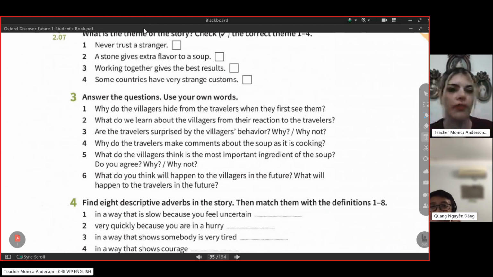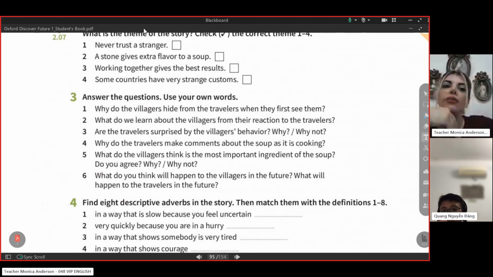And number three, are the travelers surprised by the villagers' behavior? No, definitely not. Why not? Because they were hungry and they just don't care about the character or behavior of the villagers. I mean, they planned it. Of course, they planned something, and they expected this behavior. Of course, they wanted to make the stone soup, so they planned everything.